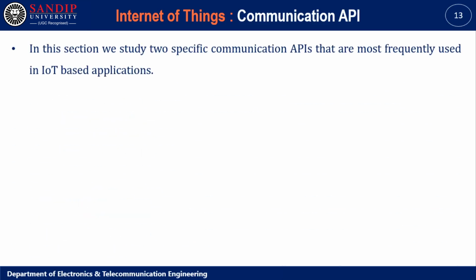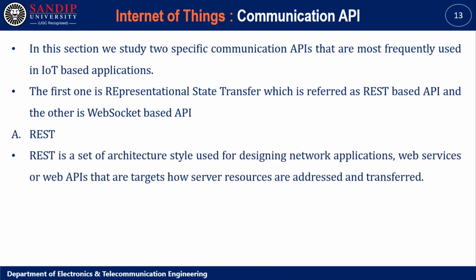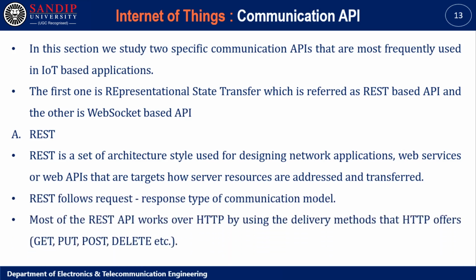In this section, we study two specific communication APIs that are most frequently used in IoT-based applications. The first one is representational state transfer, referred to as the REST-based API, and the other is the WebSocket-based API. First is REST. REST is a set of architecture styles used for designing network applications, web services or web APIs that target how server resources are addressed and transferred. REST follows the request response type of communication model. Most REST APIs work over HTTP by using the delivery methods that HTTP offers, that is get, put, post, delete, etc.